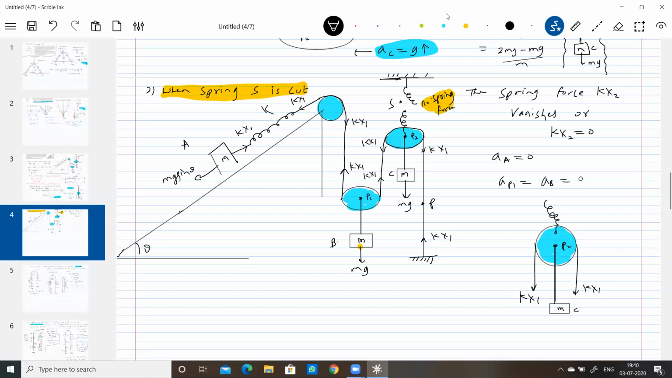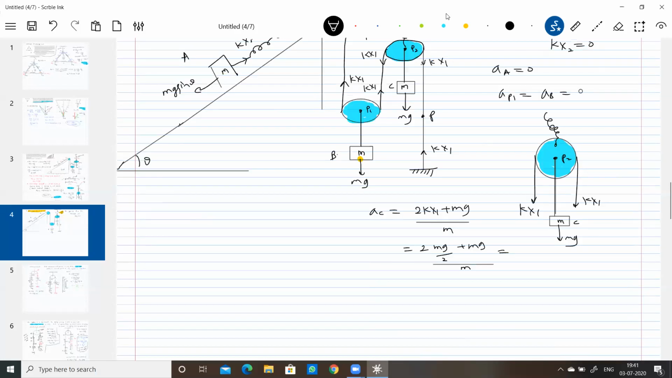So therefore, what is the acceleration? AC should be equal to (2kx1 plus mg) by m. What is kx1 value? It should be equal to mg by 2, as we know already. Total acceleration of block C should be equal to how much finally? 2g. 2g, sir. 2g, it should be downward.